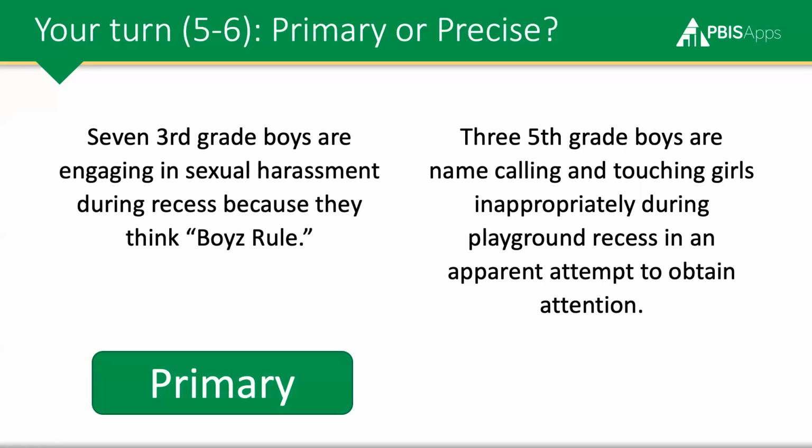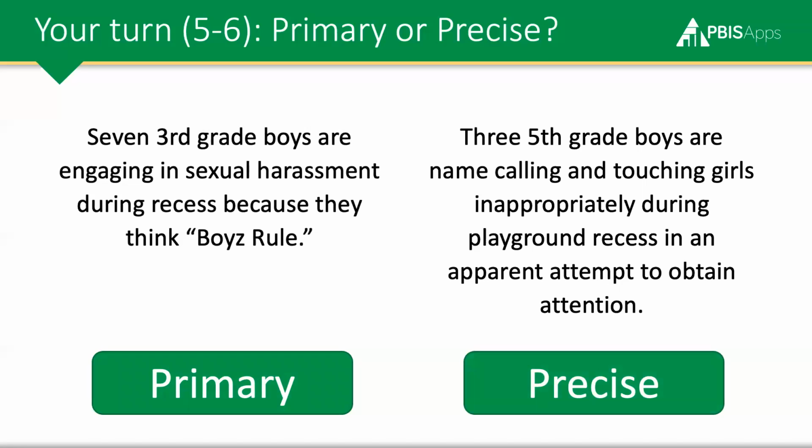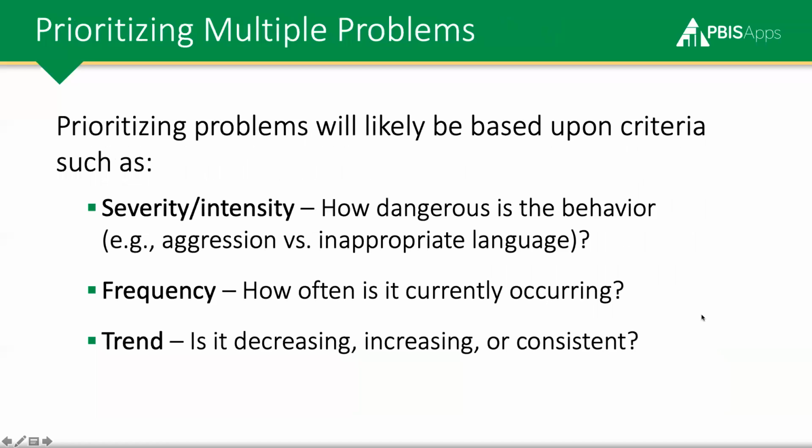So we need more specific on that. And 5th grade boys are name calling and touching girls inappropriately during playground recess in an attempt to obtain attention. Precise, it answers all the questions. Now, if this were my school, I'd say maybe we have a bigger issue here with these 3rd grade boys and these 5th grade boys, but you can just see the difference. These are just examples to see the difference between precision statements that answer all of the questions, and primary statements that might get to some, but leave out some information.